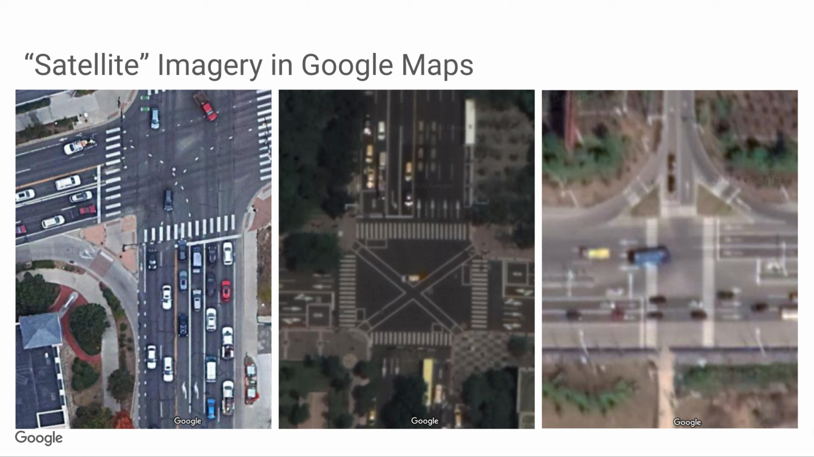Let's first look at some image examples from Google Maps. They are all labeled as satellite view in Google Maps, and apparently their resolutions are different. The first one on the left is from a US city, and it has a very high resolution. The road marks are sharp, and we can see many details of the vehicles, such as side mirrors, sunroofs, etc.